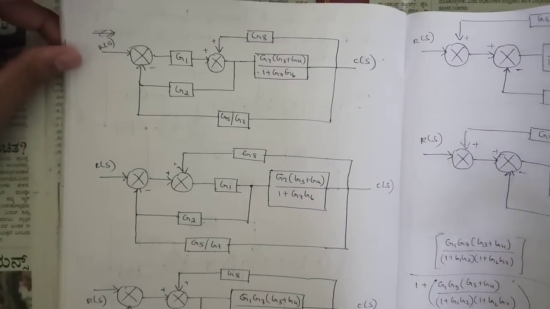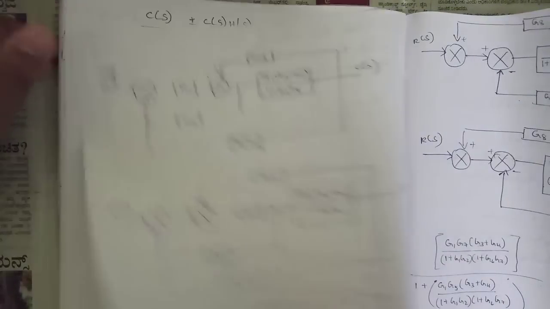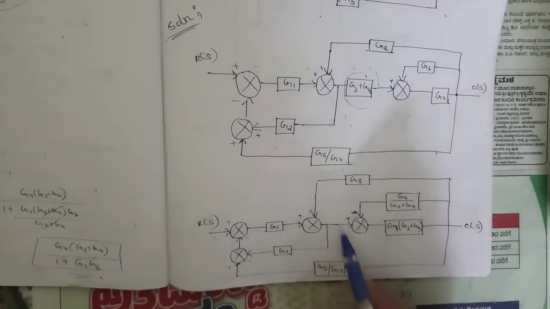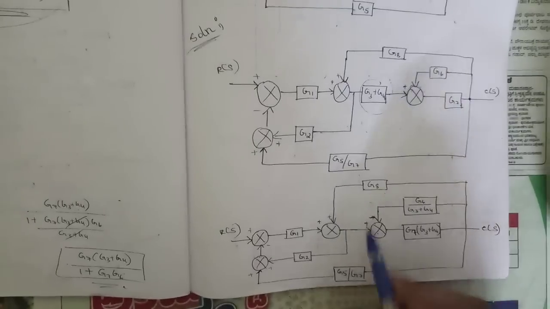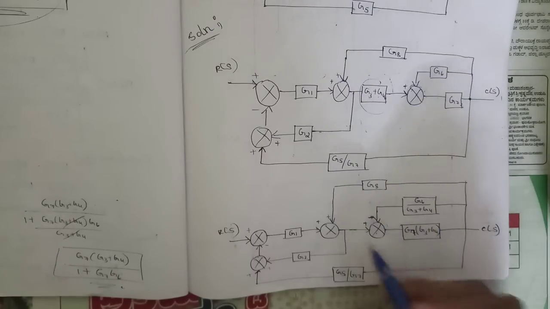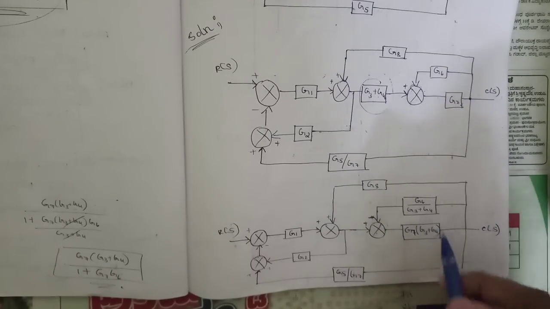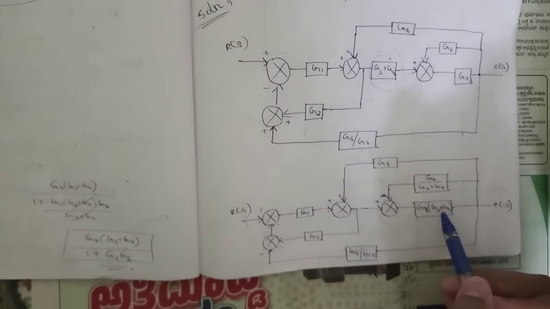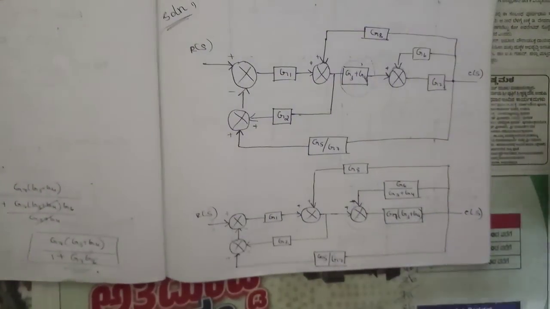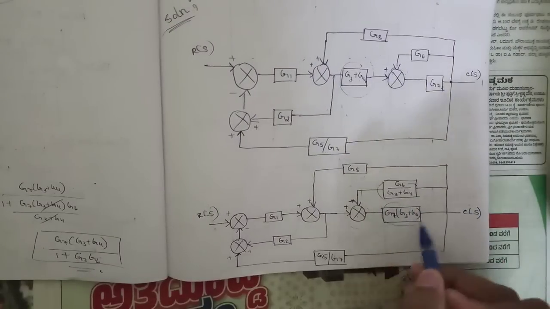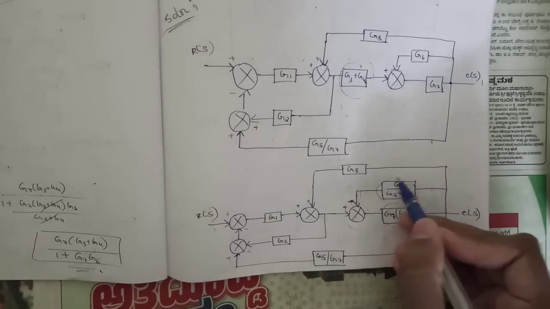So in the next step, as you can see, here we would be getting one minor loop. For this minor loop we should apply the condition, that is g of s divided by 1 plus g of s into h of s, in order to remove this summing point, and these two blocks would be replaced by a single block. This is the g of s block here. Since this is the feedback path and this is the gain, this is g of s and this is h of s.